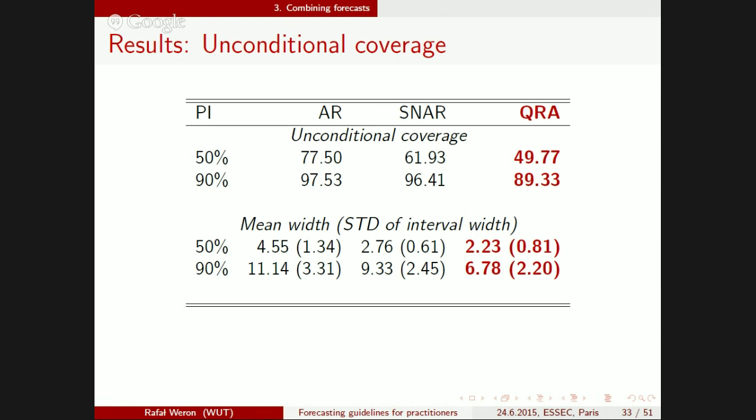Looking here just at the unconditional coverage, just 2 of the individual methods are shown here. The others were even worse. This is the quantile regression averaging, much better, much closer to the nominal value. So this is almost 90%, nearly a perfect fit. If we look at the width of the interval, it also is the smallest compared to the other individual methods. So this gives you a very nice technique for combining individual forecasts and getting an interval forecast out of it.